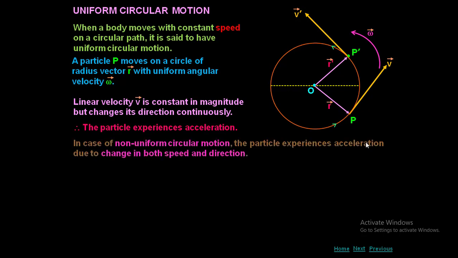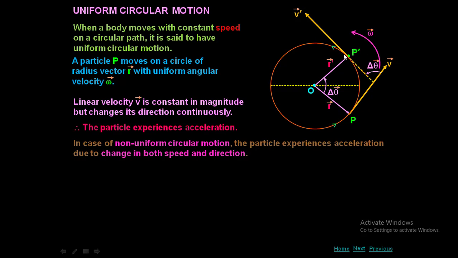In case of non-uniform circular motion, the particle experiences acceleration due to change in both the speed and direction, because in non-uniform circular motion, the speed is also going to change. So the magnitude of velocity as well as the direction both will change. Now here delta theta represents the angular displacement made by the particle, because the radius vector is moving from point P to P dash, so the radius vector swept an angle which is represented by delta theta. So here delta theta represents angular displacement and omega represents angular velocity.